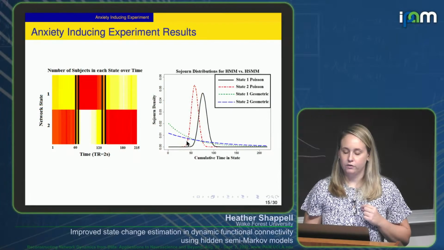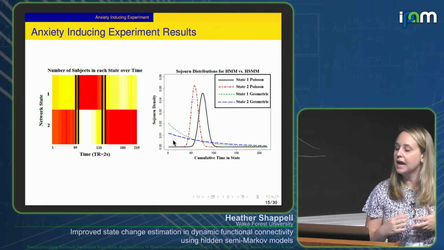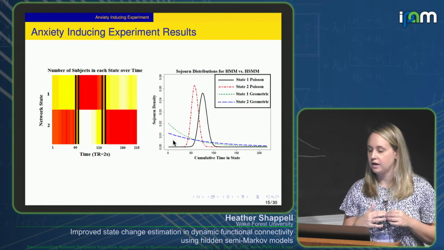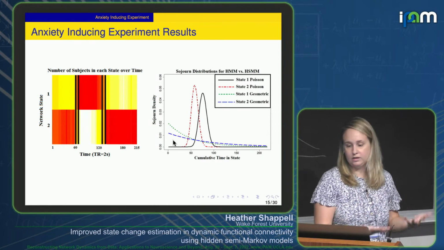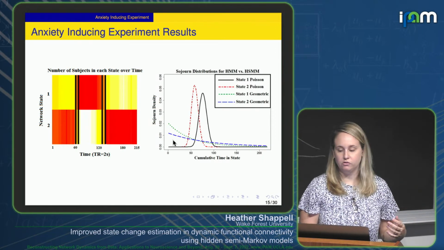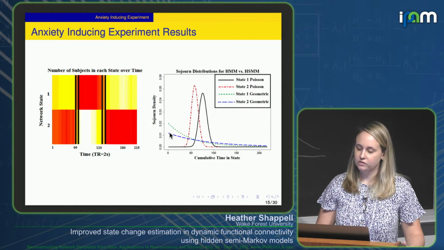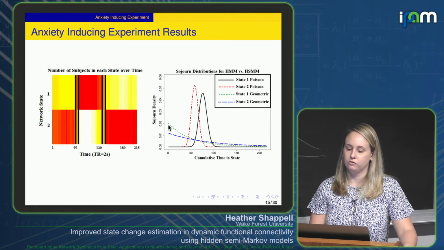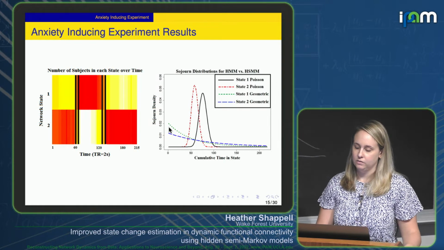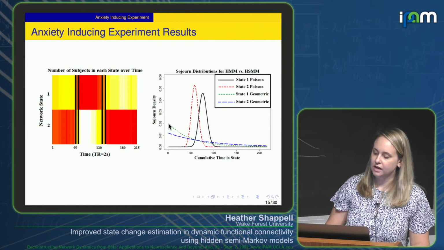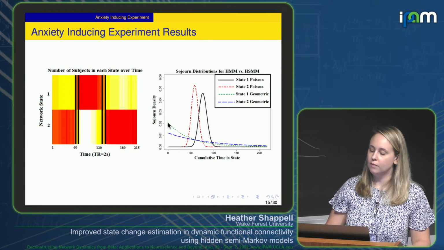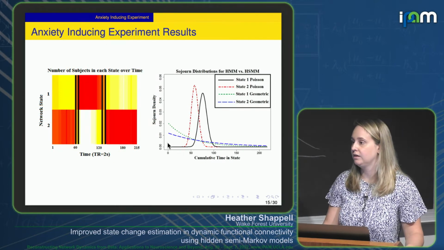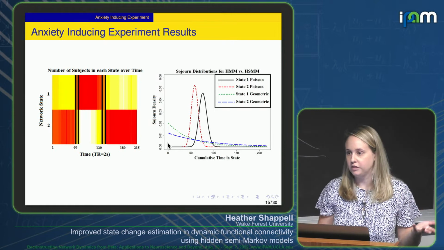Now, just to compare, I then fit the standard hidden Markov model on this, and it gave us geometric distributions. This is what the sojourn distribution for each state would be if we were to fit the standard hidden Markov model. And again, this isn't really accurate. It's saying there's a higher probability for only spending a couple time points before switching out of it, which is not true. At least we don't think it should be true.